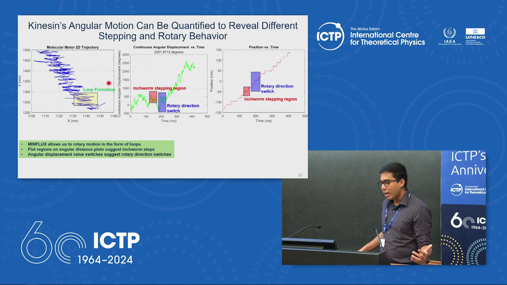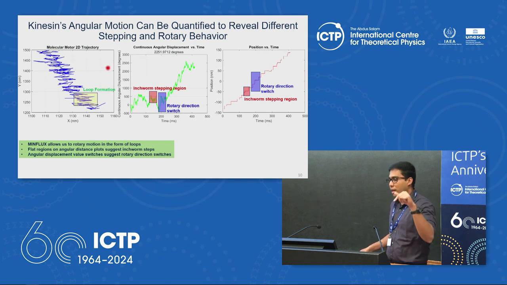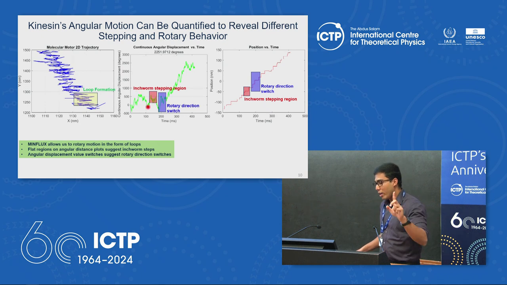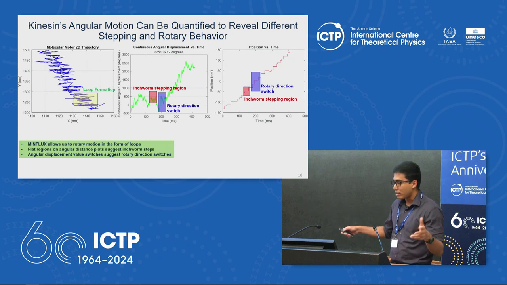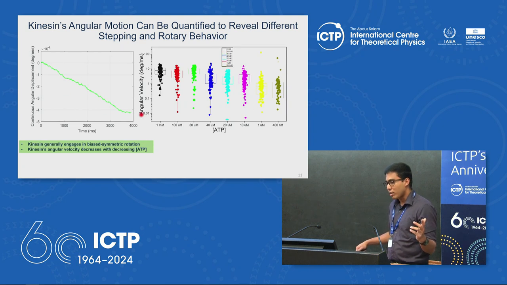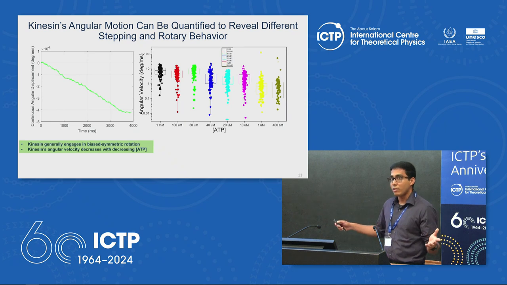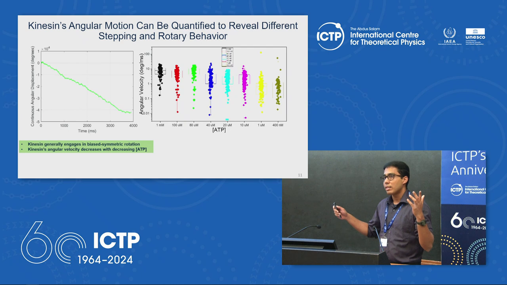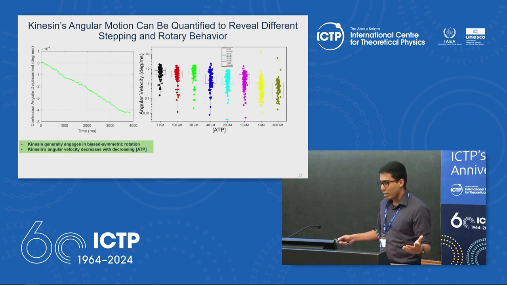Finally, we can quantify kinesin's angular motion by looking at these loops and calculating the continuous angular displacement. When you do that, take a look at these kinks that look like the stock market on a bad day. That corresponds to an angular rotation direction switch. These flat regions correspond to potential interim stepping regions. We need to correlate that with the forward stepping region. So the linear motion is disconnected from the angular motion. That's the big takeaway from this. But also you generally see tracks like this for the continuous angular displacement, confirming previous observations in literature that kinesin engages in symmetric angular rotations.